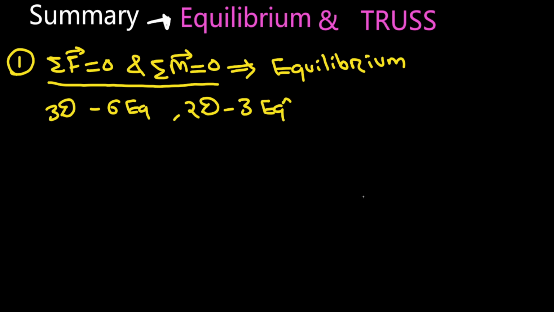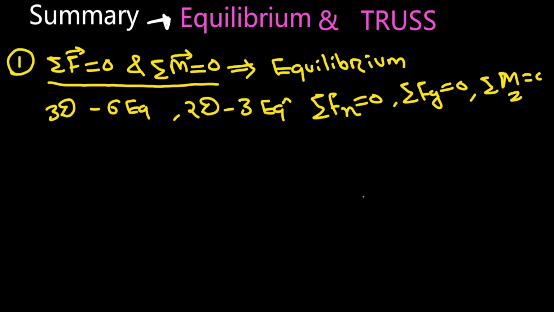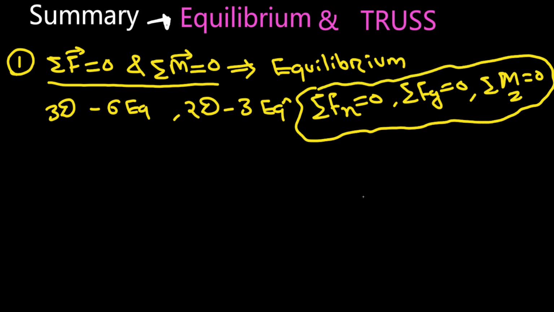In 2D, net force in x is equal to 0, so no translation in x. Then net force in y is equal to 0. Then net moment about z is equal to 0. These are the equilibrium equations we are going to apply in the numericals. So this is about equilibrium from the last video.